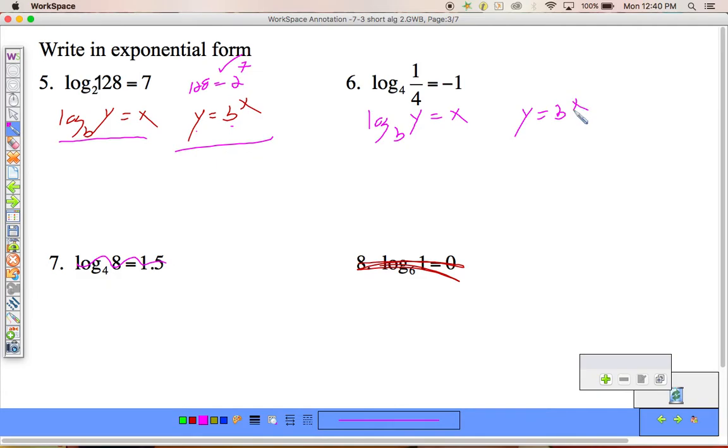Sorry, let me back up. My y value, which is 1/4, equals my b value 4 to the -1. And we know this is true because this negative exponent would put the 4 in my denominator, so I'm good. All right, so all of these, when you write it as an exponential, if you do that math, 2 raised to the 7th power, you better get 128.